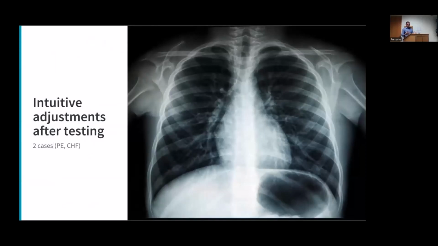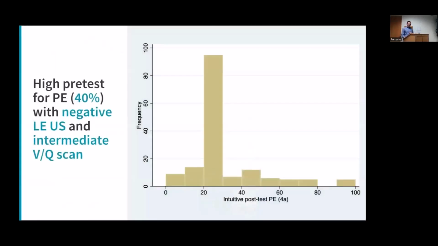knew pretest probability was intermediate for PE, and then they got 2 test results. Actually, high pretest probability for PE. I apologize, based on the Wells score, and the patient had a negative lower extremity ultrasound and intermediate VQ scan. Here are the post-test probability guesses by the residents. Very amazing. They're all basically correct that these 2 tests slightly decrease probability of PE, but not enough to rule it out at all. So again, we see how our residents are thinking through these cases in real time.